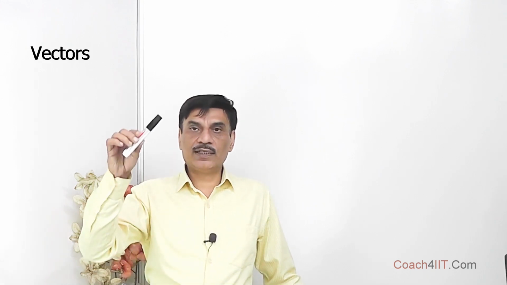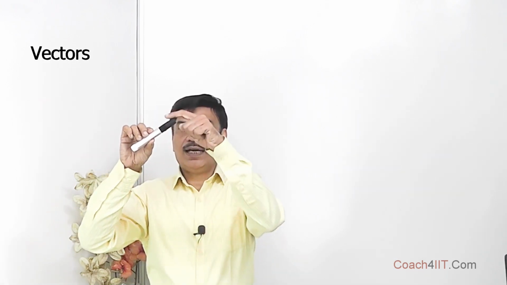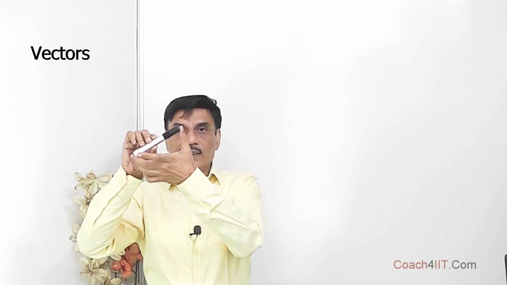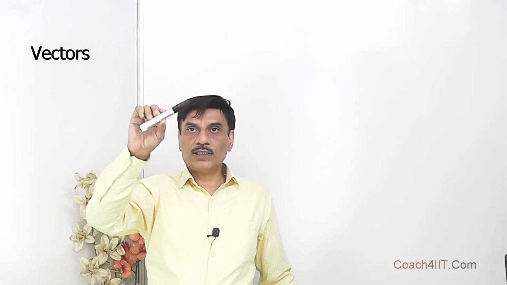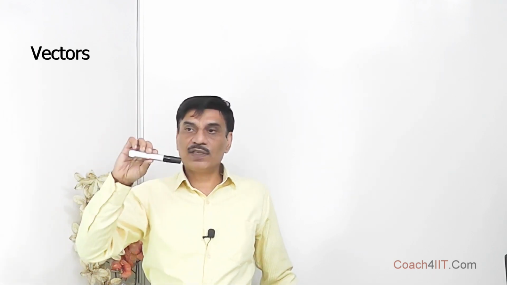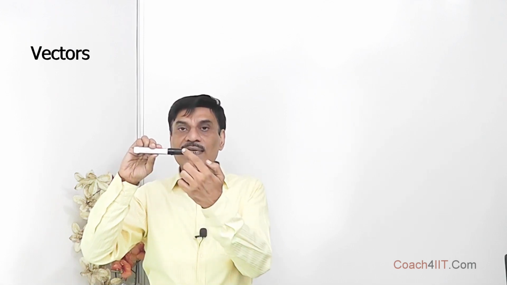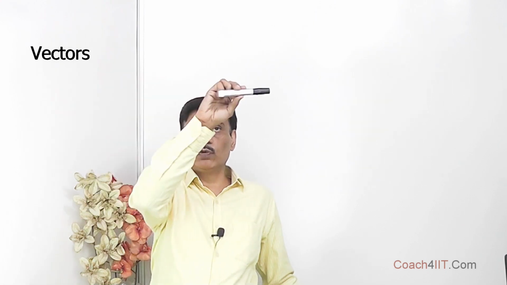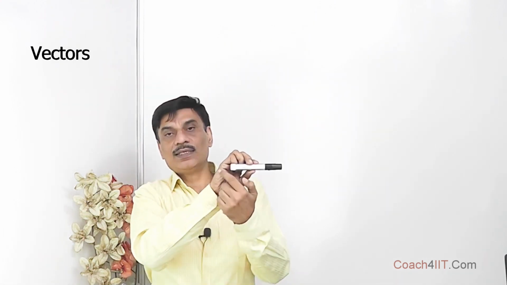Like if this is a vector and this is the head, there is an arrow, and this length represents the magnitude. As far as I am moving these vectors like this, that is parallel to itself, this vector will remain the same. If we say this is 5 i cap, whether it is like this or like this, I move it like this or like this, all the time it remains 5 i cap only.